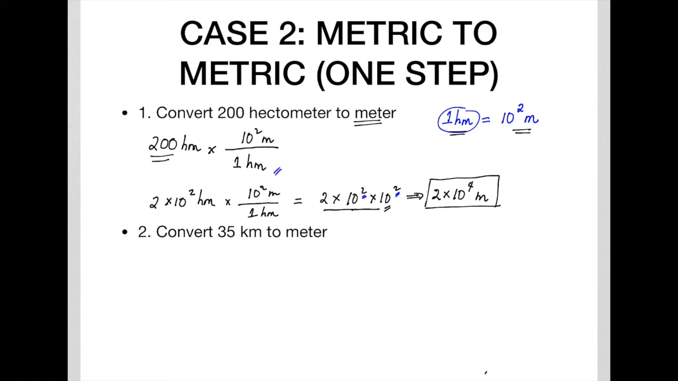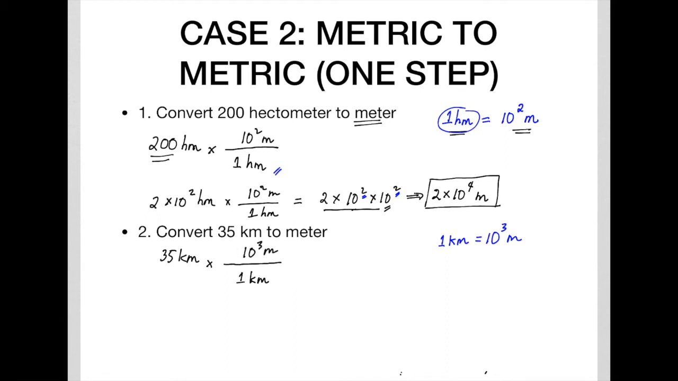Convert this 35 kilometer to meter. Again, we will write 35 kilometer. Then write again my dimension. What is my dimension? For every 1 kilometer, that is 10 raised to 3 meter. So therefore, I could do my dimensional analysis: 35 kilometer, and then I have here 1 kilometer because I want to cancel the unit, and then 10 raised to 3 meter on top.